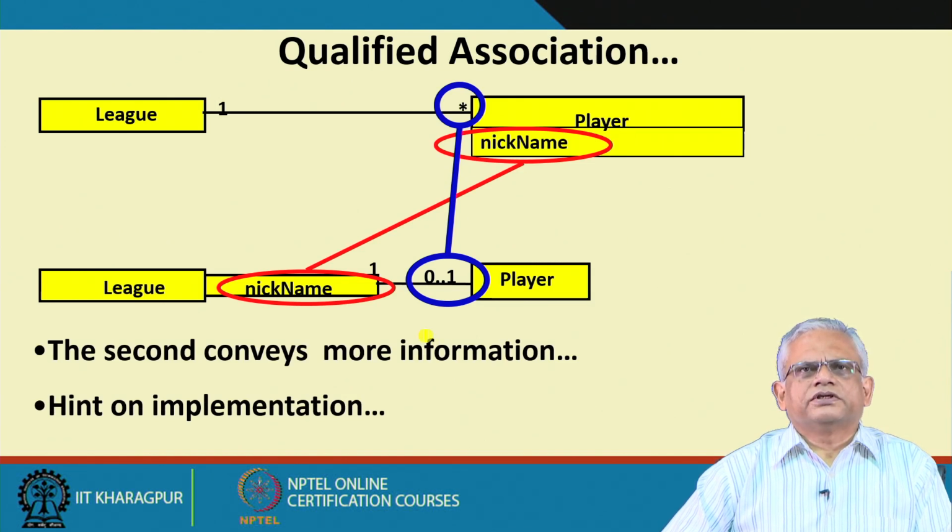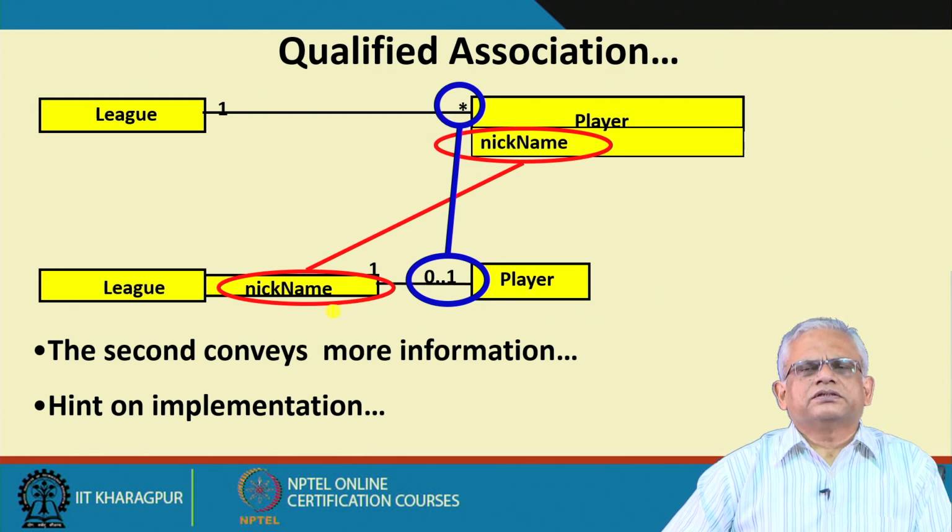If we observe that, given an association like this, the star becomes 0 to 1, at most 1, then the one which uniquely identifies the object instance on the star end, we write that in the qualified association. For example, a league has many players and the player is uniquely identified by the nickname. That is, given a nickname, there exists at most one player in the league.